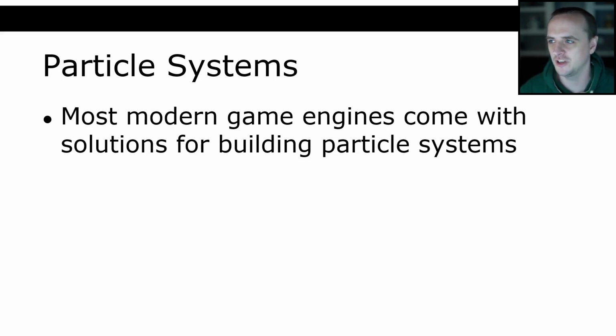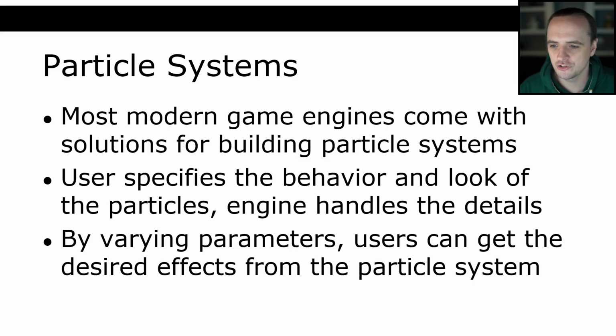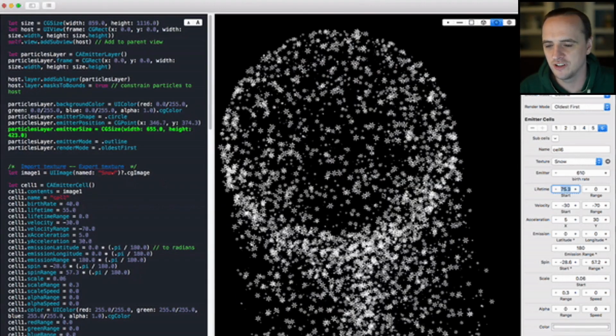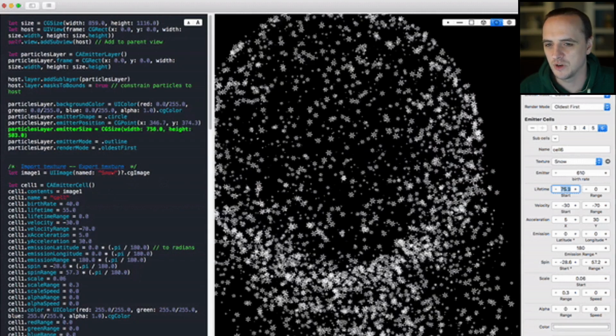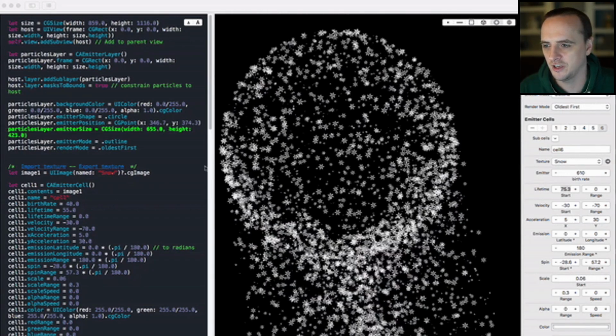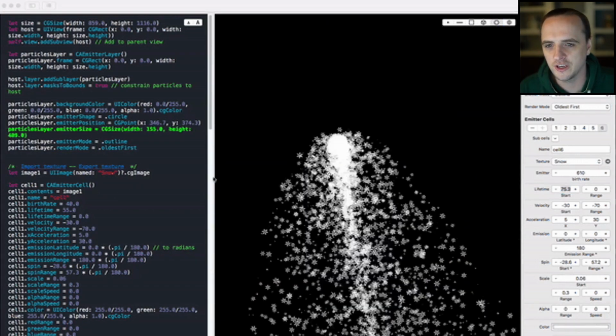So when you talk about particle systems, most modern game engines actually come with solutions for building particle systems. So if you open Unity, it'll probably have a particle system thing that you can just edit really briefly. So the user is going to specify the behavior and the look of the particles, and then the engine is going to handle the detail. And by varying those parameters, users can get the desired effects from their particle system. So here, for example, I'm not sure exactly which engine this is, but this is a particle engine in which you can see the user here is varying some parameters, and in real time, they're seeing this thing update, okay? So this is like some sort of snowflake type thing.